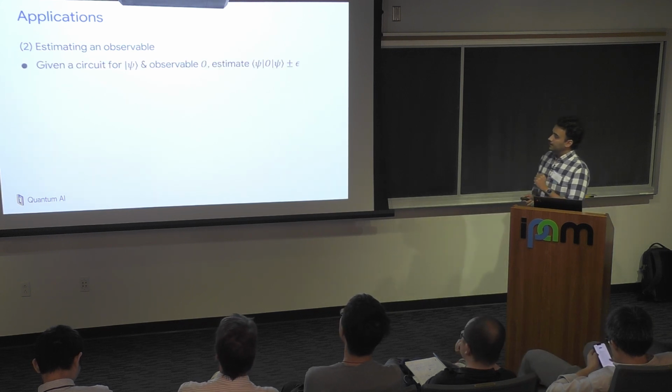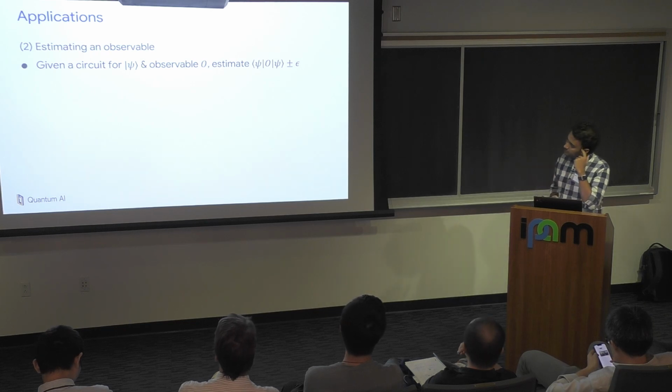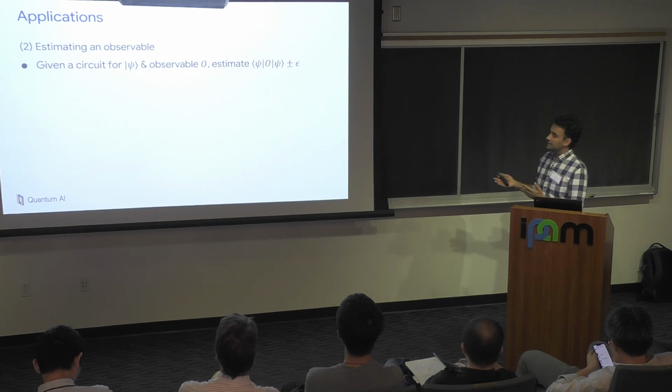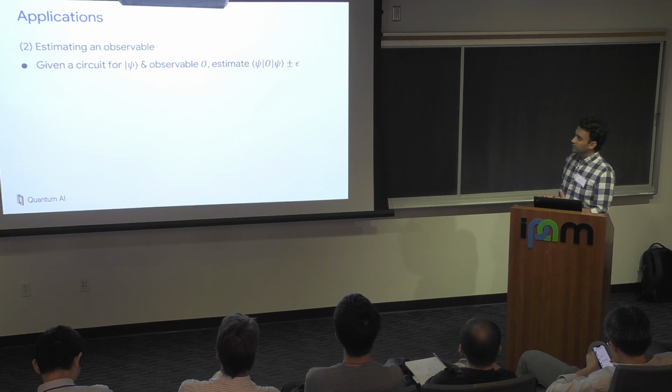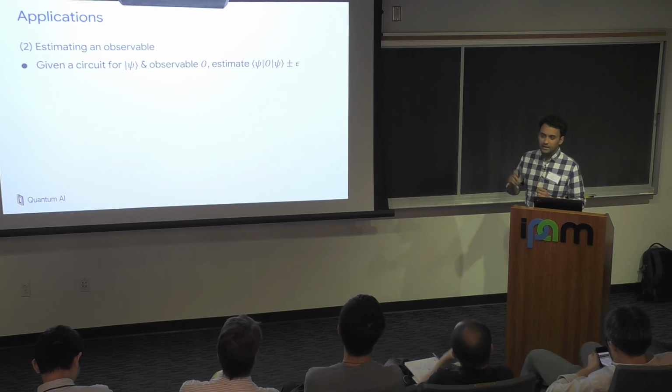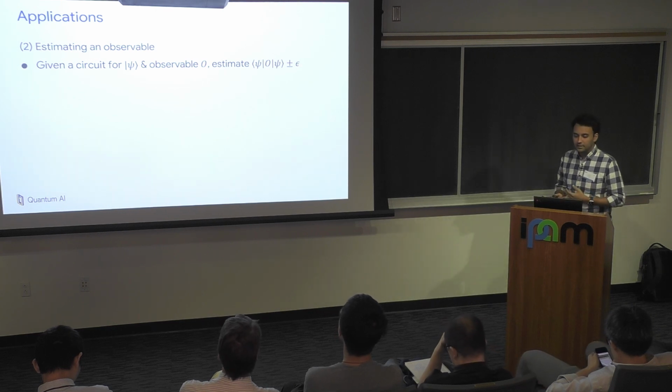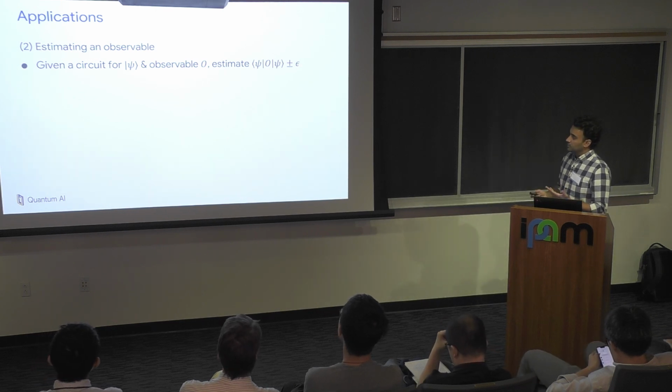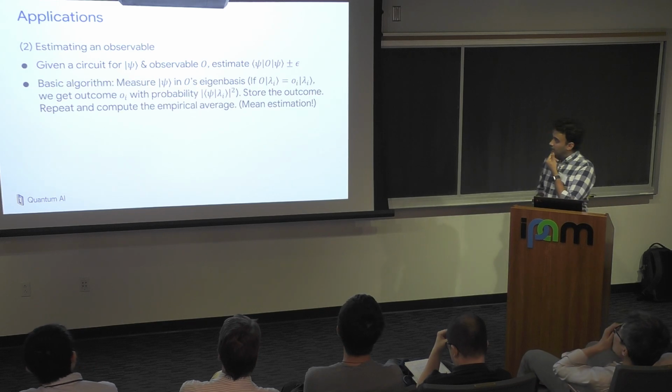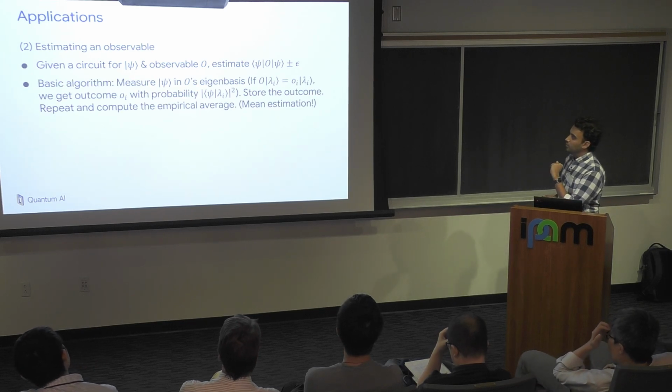And why is that? So this is my abstract formulation. You have some quantum circuit, you created some ket psi, and you have some observable O, a Hermitian matrix, and you want to compute this expectation value, right, which is <psi|O|psi>, to some additive error epsilon. Let's say you're happy with this kind of error. So how would you do it? One way to do it is you measure psi in the eigenbasis of O.